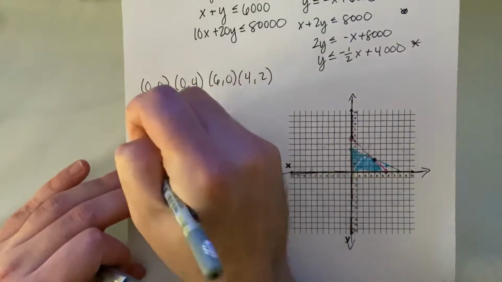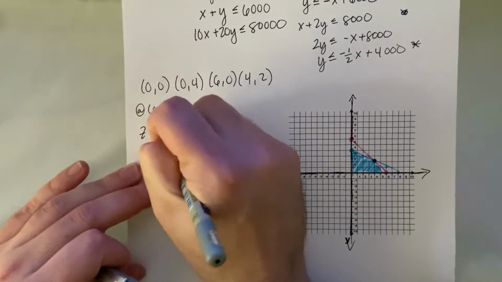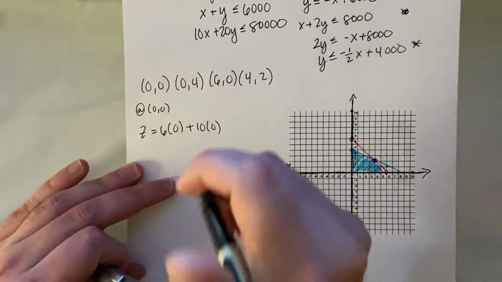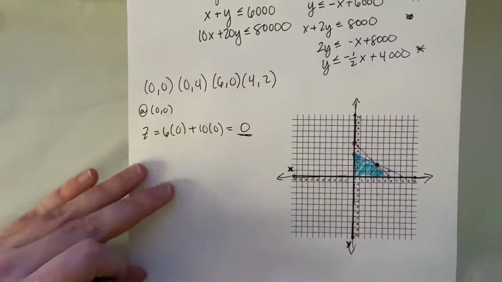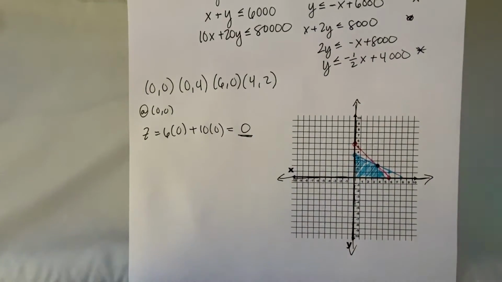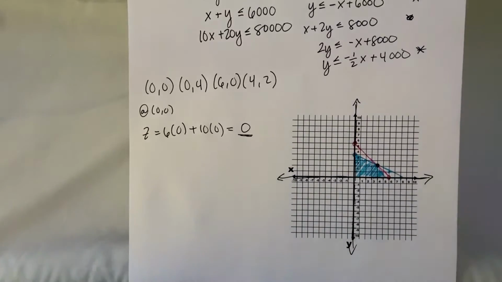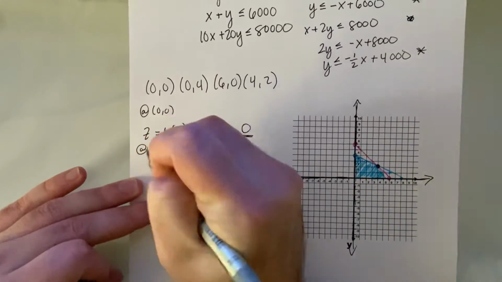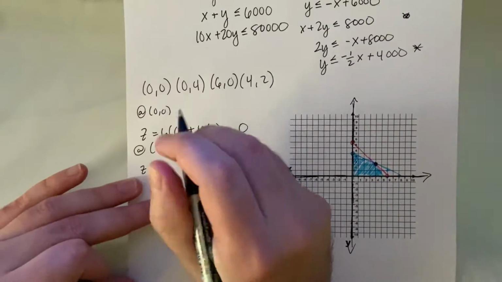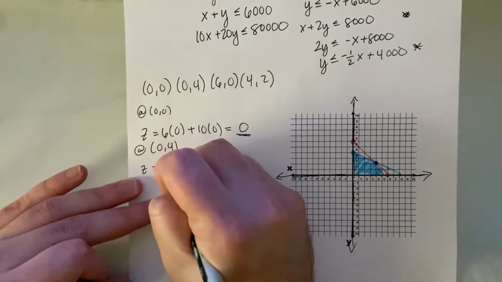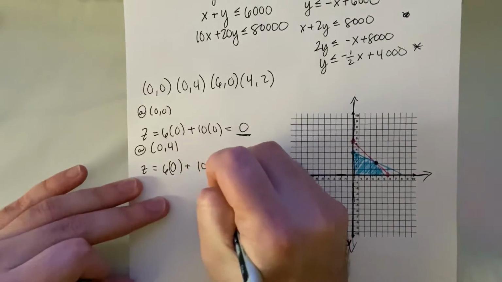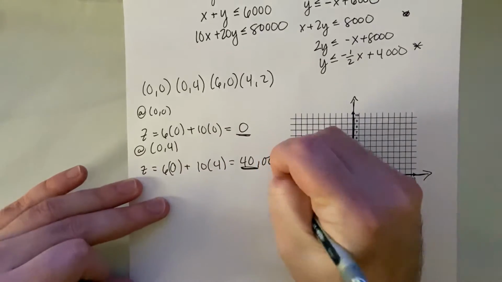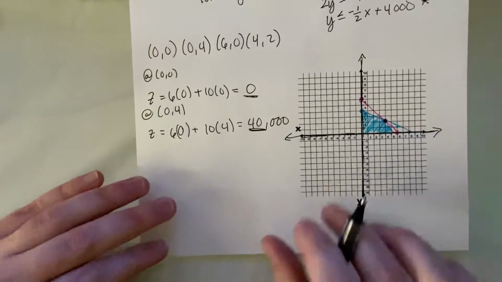So that's (0, 0). Guess what? If we load 0 medical kits and 0 water containers on our plane, we help 0 people. Now remember, our numbers are in thousands. Just keep that in mind. Everything's in thousands. At (0, 4), if we decide medical kits are a waste and go all water, we help 40,000 people, because it's in thousands.